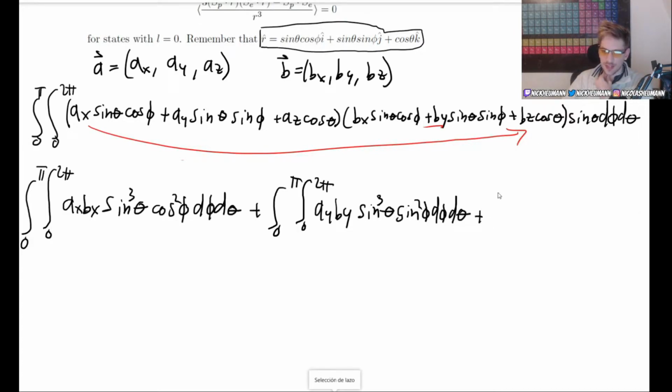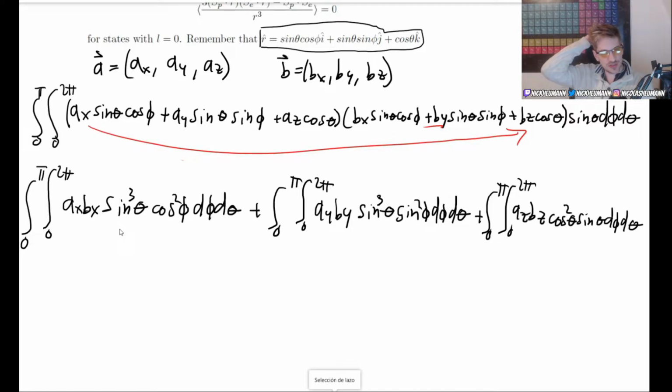And finally, we have integral from 0 to pi, 0 to 2 pi, az bz, and this time it's going to be cosine squared of theta, sine of theta, d phi d theta. Okay, so we want to now solve these three integrals. So of course, let's begin with the first one. And we can actually see that there's two parts to it. So of course, we can separate this into the phi and the theta part.